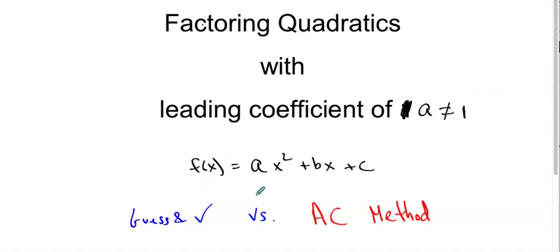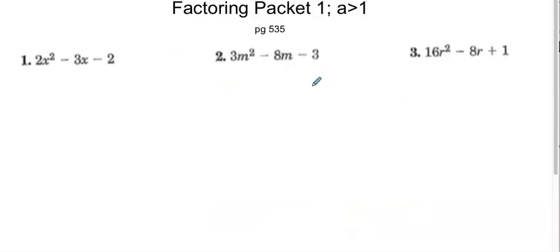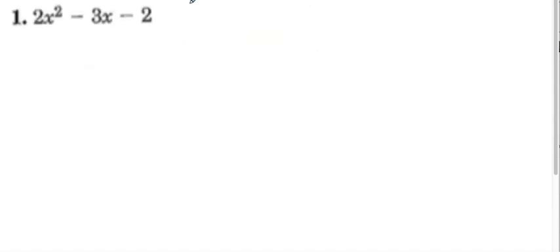So guess and check versus the AC method, right? The AC method is going to be a new method I'm going to show you today. Guess and check is what we used in the past, right? The factors of C that add up to B, and then go from there. Now we're going to change this up a little bit. We can't just consider the factors of C anymore. So here are our first three problems in the same packet again, page 535. And let's take a look at the first one.